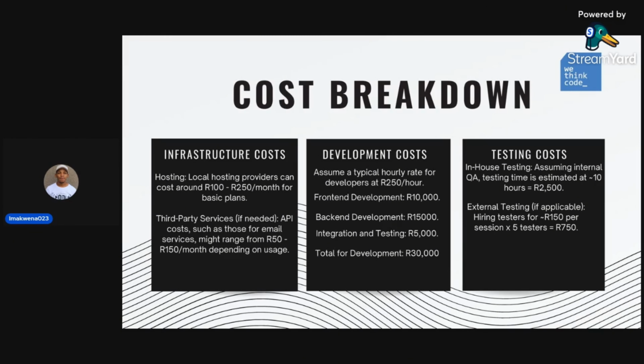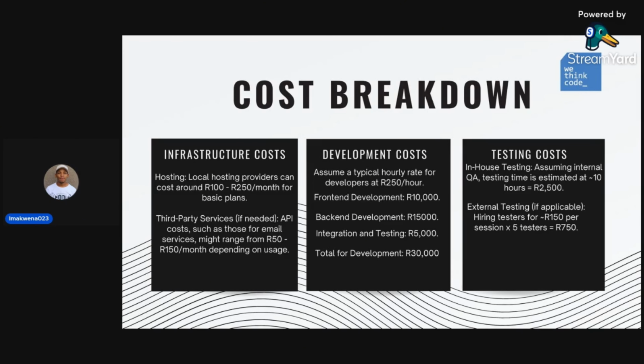As already mentioned, breaking down the project cost, we've identified three main areas: infrastructure cost, development cost, and testing cost. For infrastructure, our main cost is hosting. Hosting makes WeShare accessible online, allowing users to log in, track expenses, and manage payments. Our hosting is estimated at 100 rands to 250 per hour based on available local providers. Since we are using SQLite, there are no database fees, keeping our infrastructure costs low.